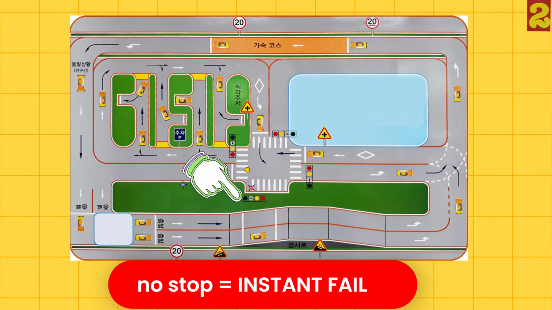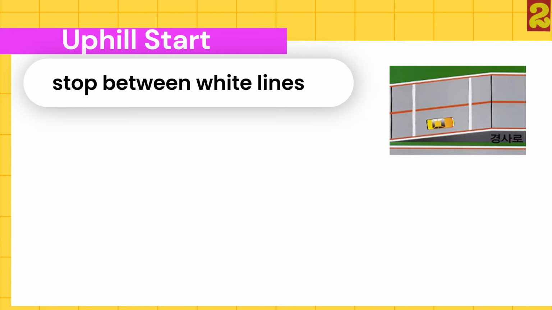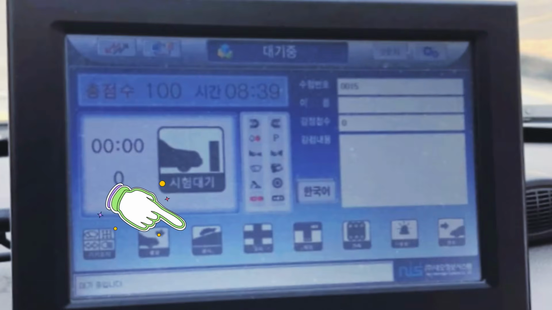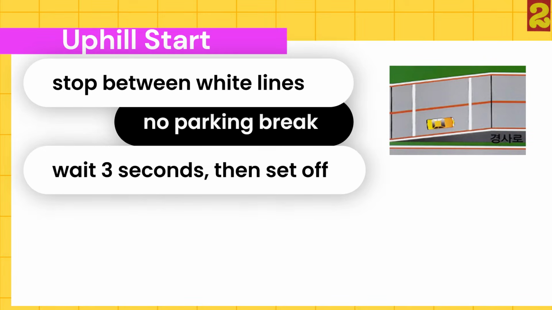So, listen up. As you approach the ramp, accelerate very gently, just enough to position the car between these 2 white lines, then stop completely. Don't put the parking brake on. You'll know when you're in the correct position because the uphill car icon on the computer will change from blue to orange. Wait 3 seconds in this position, then step on the gas and move off again.